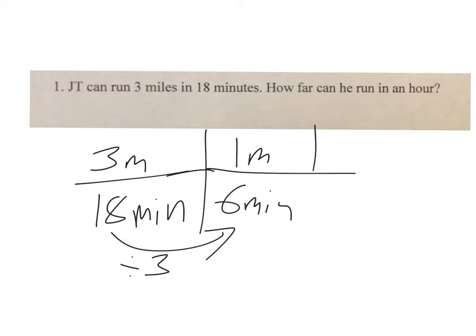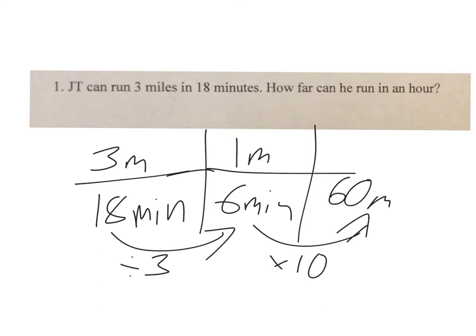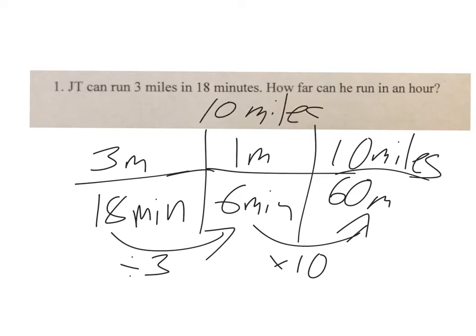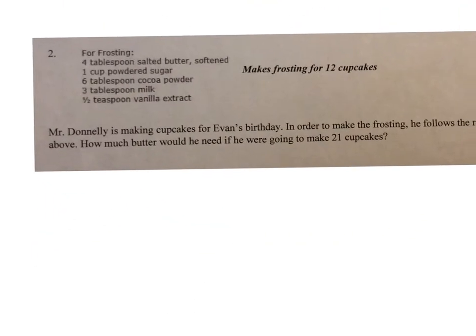So it's 1 mile in 6 minutes, and then you got to go to an hour, so then you're just times 10. So when you do times 10, you're at 60 minutes, that's an hour, and then times 10 would be 10 miles. And so then it says how far can you run in an hour? It would be 10 miles. And that would be your answer there. So for the next one, we go down here.